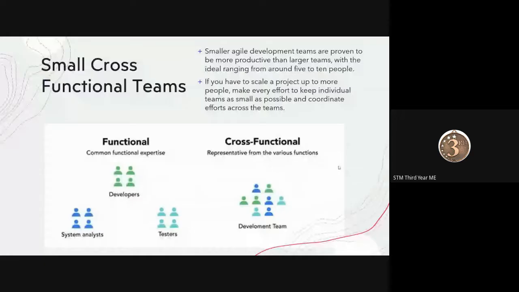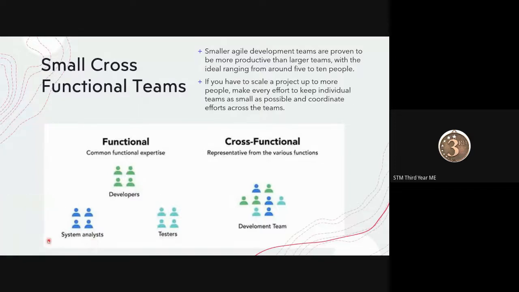So, you can see two figures here, and one is showing functional teams. So functional teams are nothing but teams which have a common function. So if they are developers, they are creating and developing something, and all of them do their duties according to developing itself.